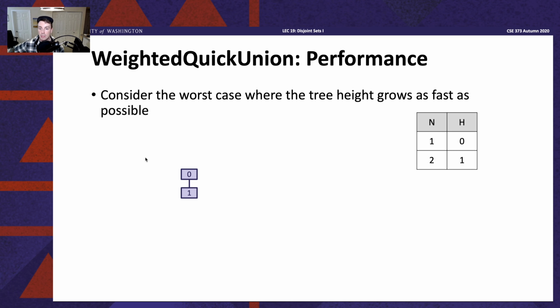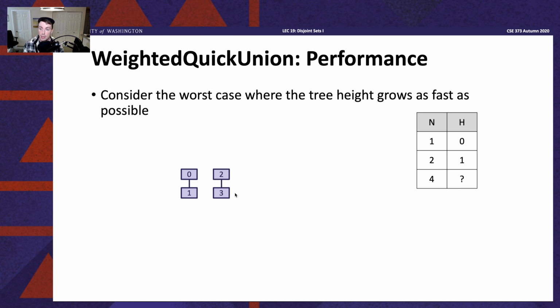Okay, not too bad. Now I want to add some more nodes. So what I'm going to do is I'm just going to union two of the sets. I say, 0 and 1. Well, they're both the same, so 1 can maybe go underneath 0. Now when I have two nodes, they're going to have height 1.